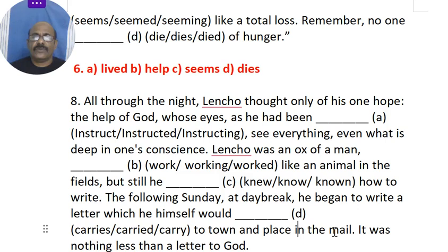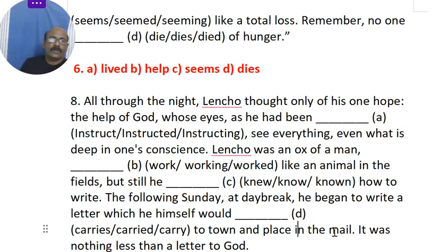All through the night, Lencho thought only of this one hope, the help of God, whose eyes, as he had been instructed, see everything, even what is deep in one's conscience. Lencho was an ox of a man, like an animal in the field, but still he knew how to write. The following Sunday, at daybreak, he began to write a letter which he himself would take to town and place in the mail. It was nothing less than a letter to God.